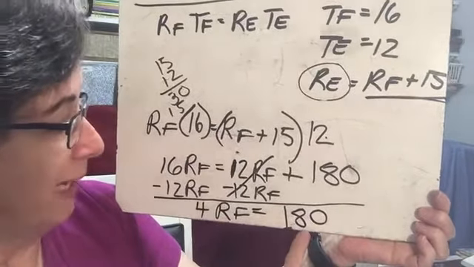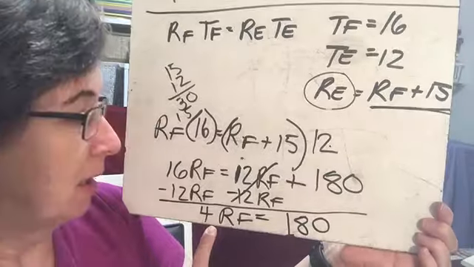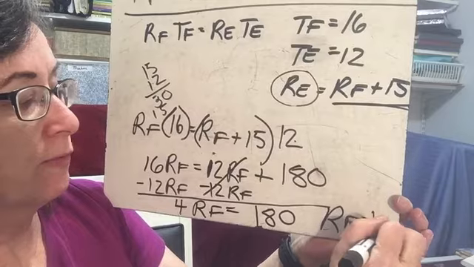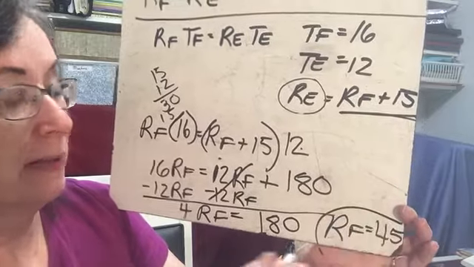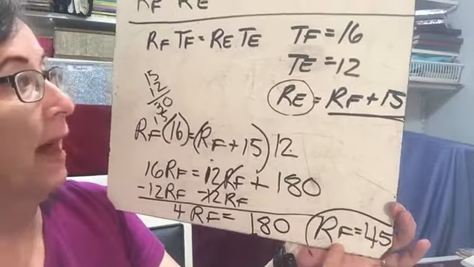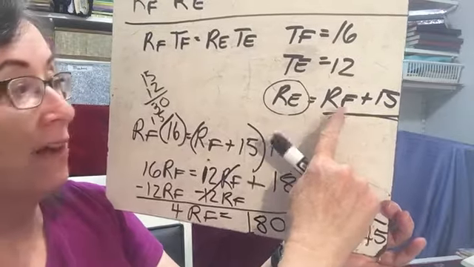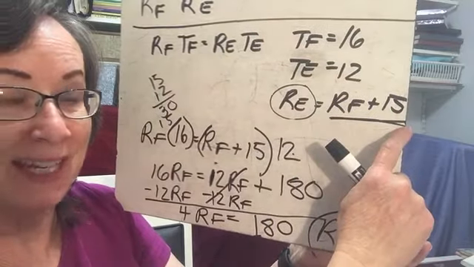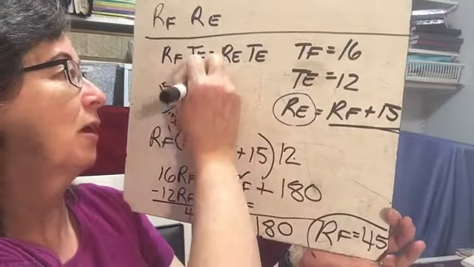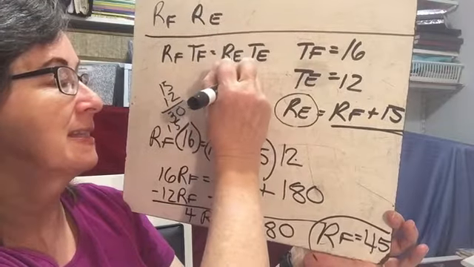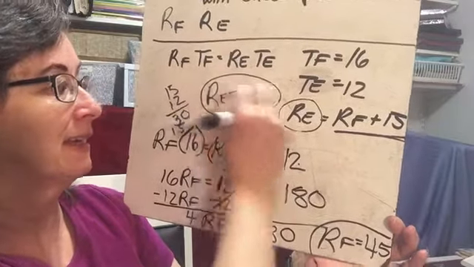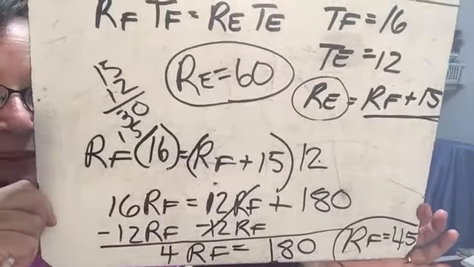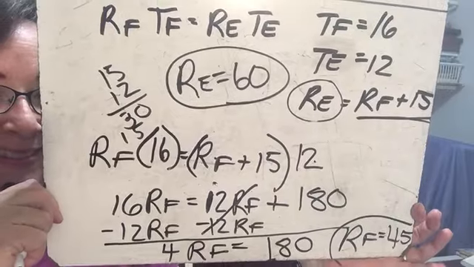Okay, so 180 divided by 4 is 45. So R sub F is 45. Now, can we take R sub F and go back and find R sub E? 45 plus 15 is 60. So R sub E is 60. Those are kind of fun. Now we're ready to do our practice problems.